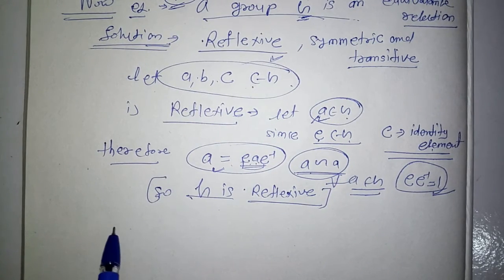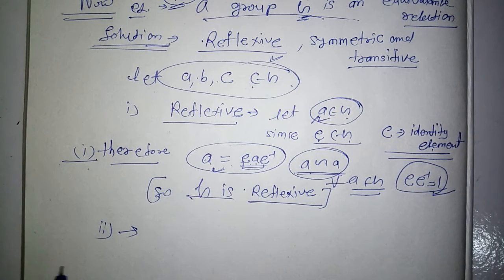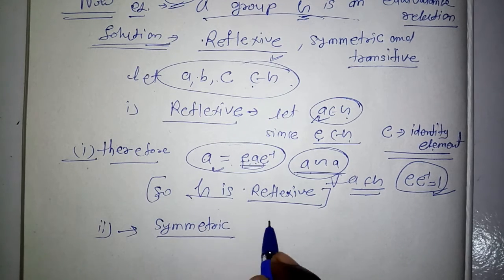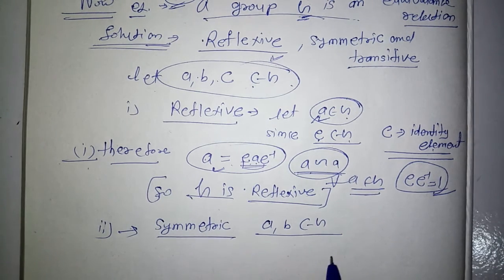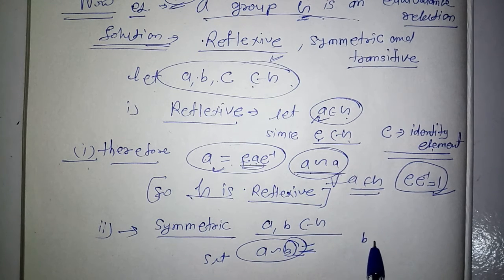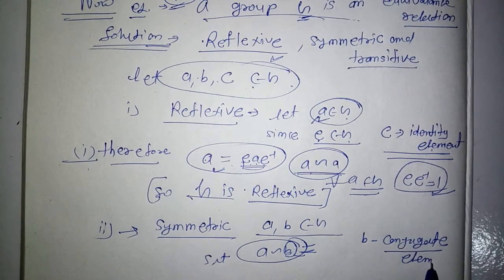Now second, this is the first one. Second is symmetric. Now A and B are two elements of group G, such that A and B. Okay, students, what is this? This is B is a conjugate element, students. Not set, this is a conjugate element.